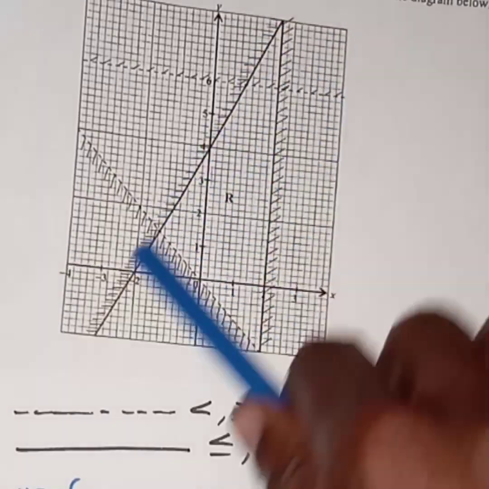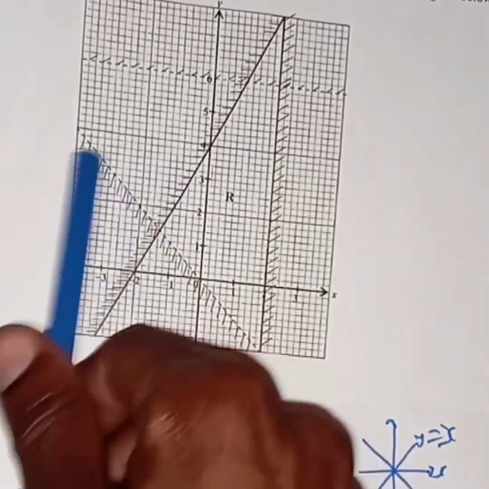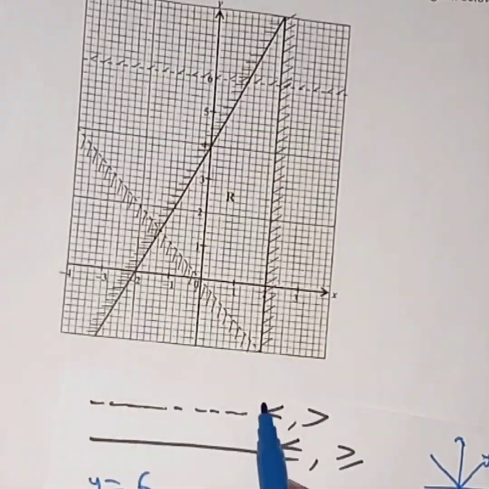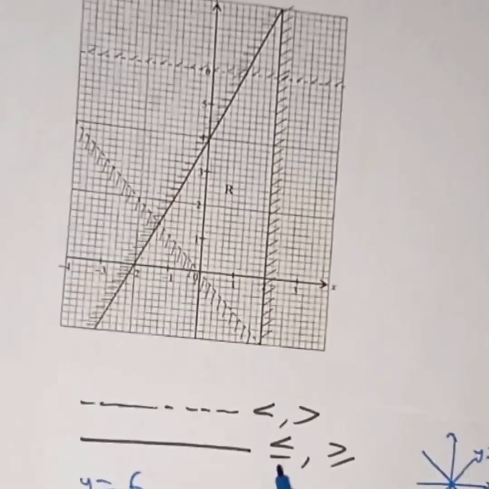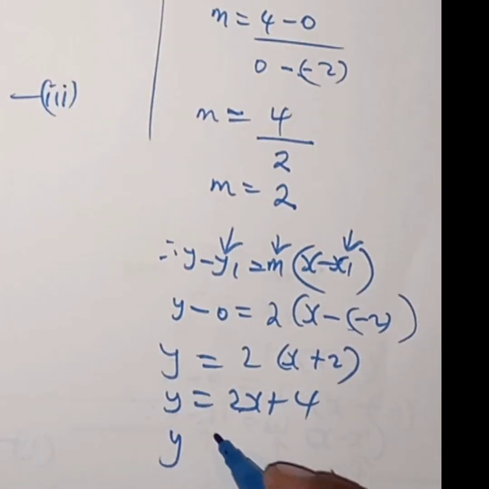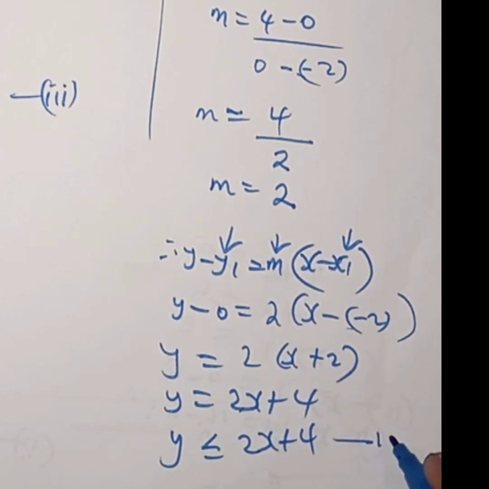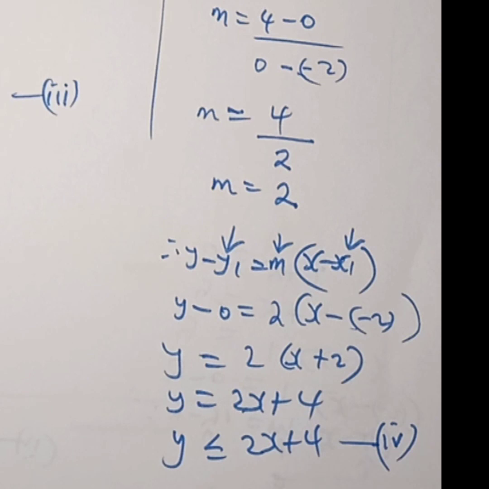This is the equation of a straight line. Which line? This one. Now, where have they shaded? They have shaded above the line, meaning greater, so we should write the less part. Which less part amongst these? This is a continuous line, so we should write less than or equal to. So the answer will be y less than or equal to 2x plus 4. This is our fourth inequality.